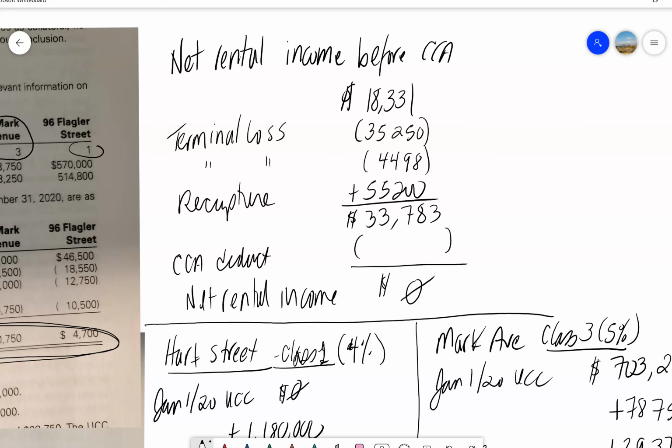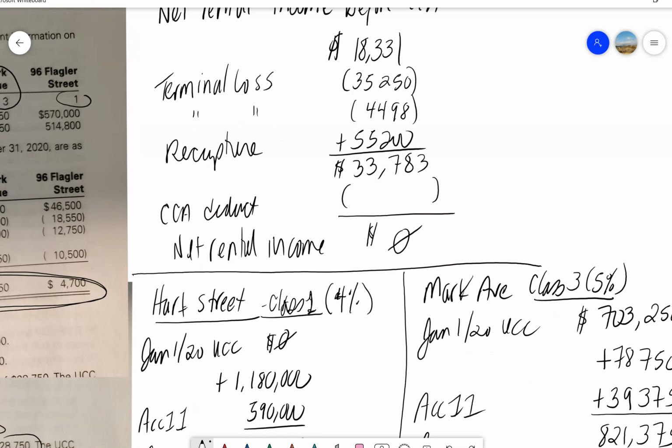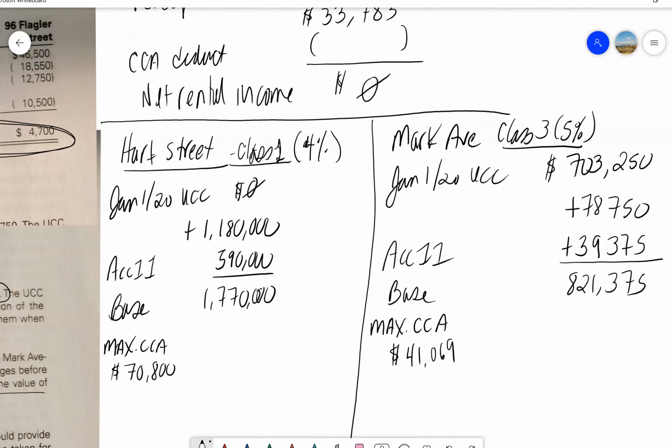In this question, it says, what's her minimum net rental income? Well, if she was going to deduct the maximum CCA, which would be $33,783, then her net rental income, her minimum, would be 0. So we know that we want to deduct $33,783 in CCA, but which class should we take it from? If we look at the two properties that are still held at the end of the year, she could take it from the Hart Street property. Remember, the maximum was $70,800, or she could take all of it from the Mark Avenue property.